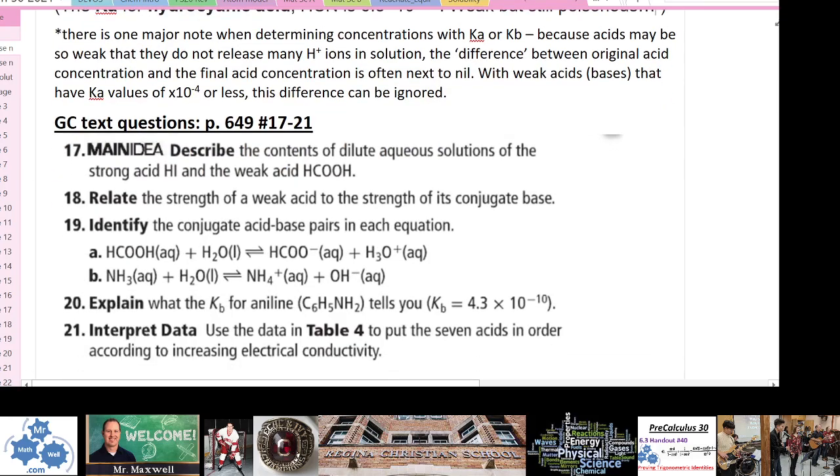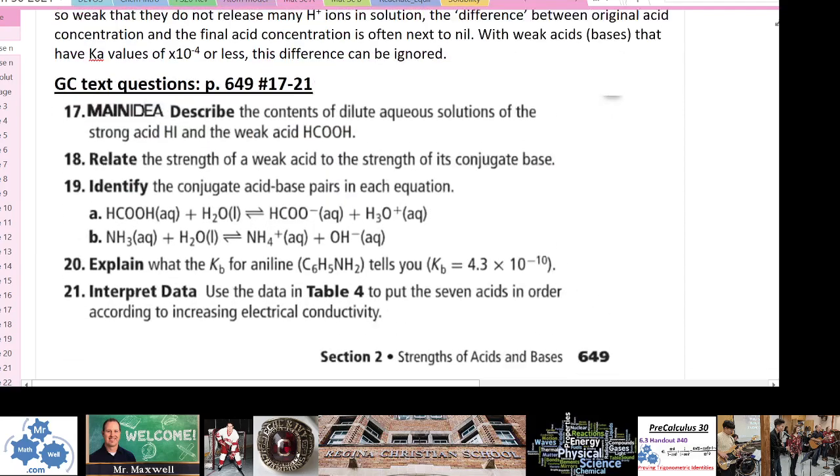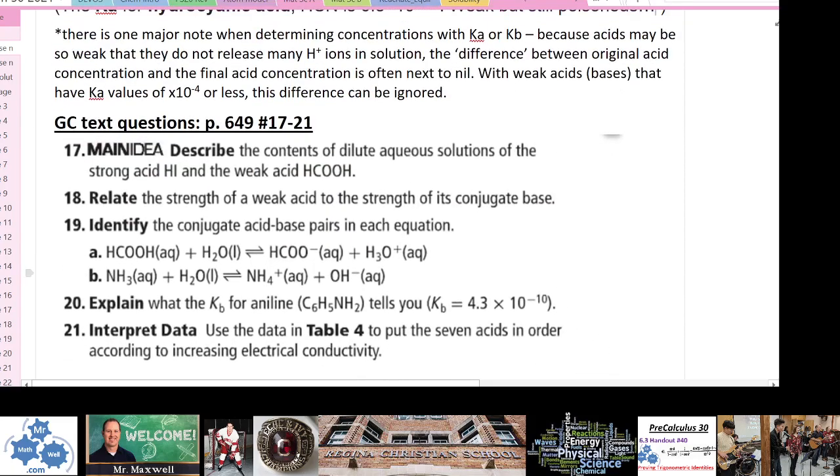All right, so Glencoe text questions, page 649. You do have these also in your notes as well. So I'm going to get you to work on these. Questions 17 to 21 are listed right here. If you're in my class right now, please do those questions now. I'll be available for help, and I'll give you the solutions to those a bit later in this video. So take a moment to try and answer these questions given what you've learned in this lesson.